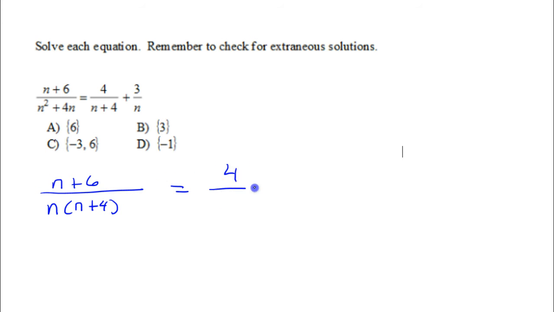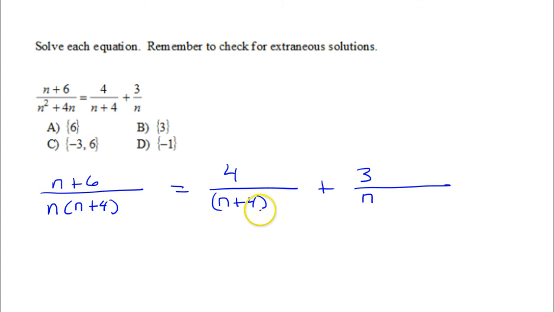Alright, now I have 4 over n plus 4 and 3 over n. Notice how I make all my fractions a little bit long. That's in case I need to add any new factors underneath. Now, this denominator has two factors, n and n plus 4.